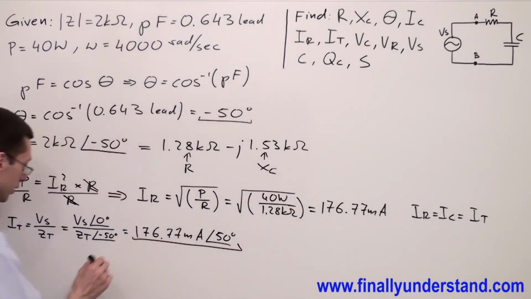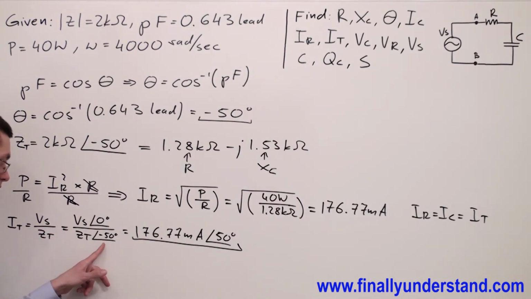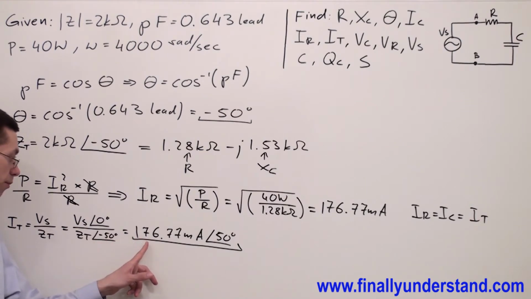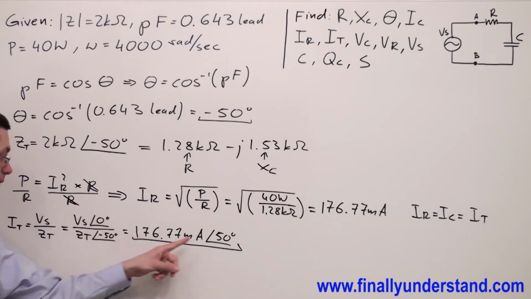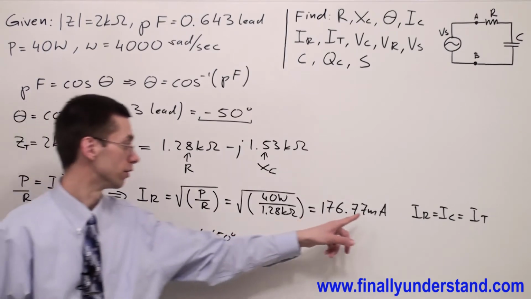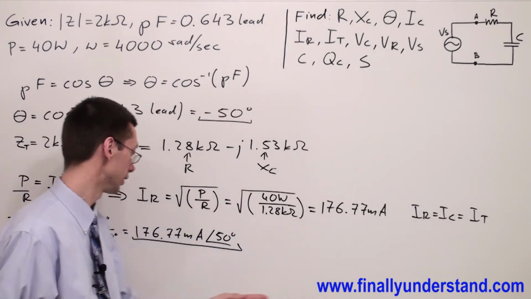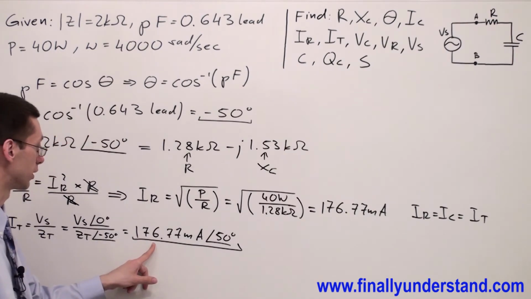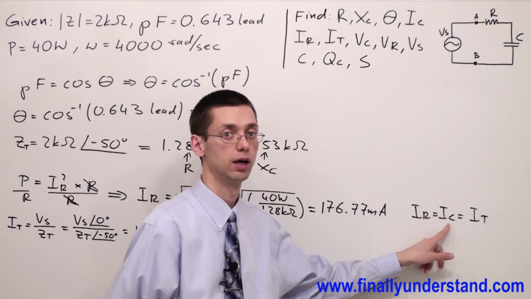As I said, I don't know the voltage source yet, but I know Z total and its angle. And I found the magnitude of my current. So from this part of my calculation, I'm going to find just the angle, which is missing over here. The magnitude I took from here. Okay, and this is my I total, which is equal to IR and is equal to IC.